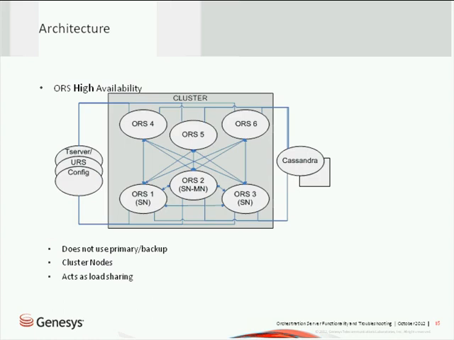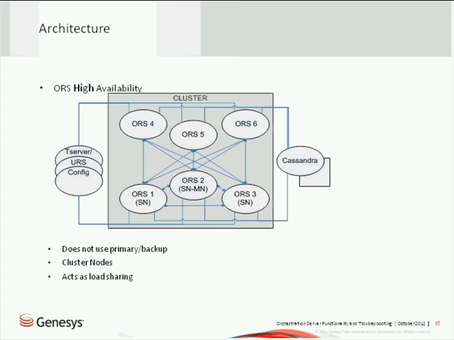So the high availability of ORS. The first thing you notice is it does not use primary and backup. It's actually going to use cluster nodes. So there's going to be a bunch of different orchestration servers working together to act as a single cluster. And they're going to behave as a load sharing as well. So that's where you get your redundancy, and that's where you actually get your scalability. If you get to the point where you need to scale this, the current ORSs can't handle it, you can simply add nodes to that cluster.